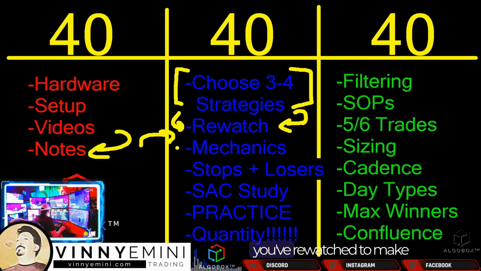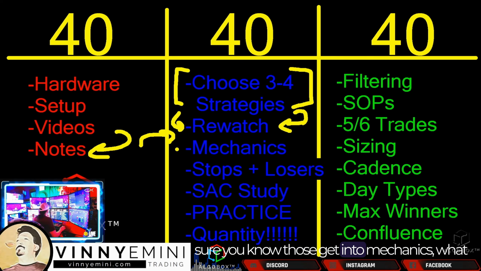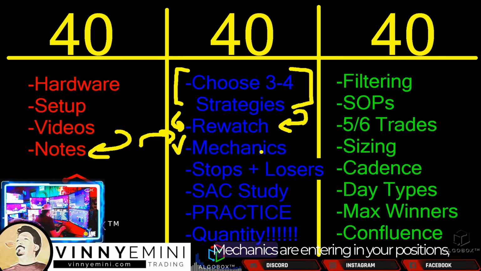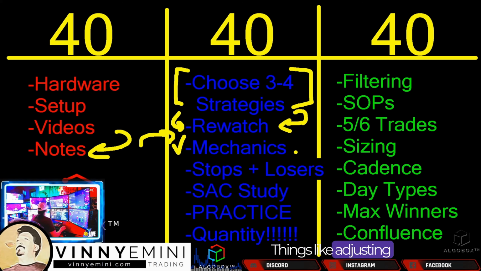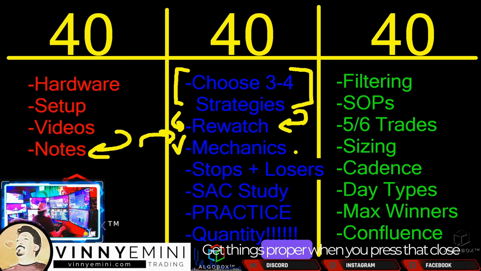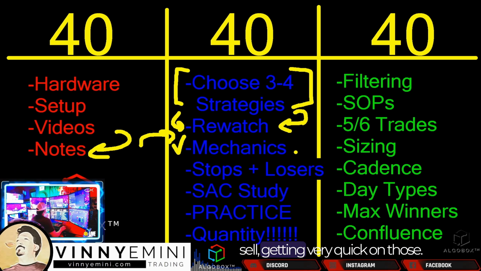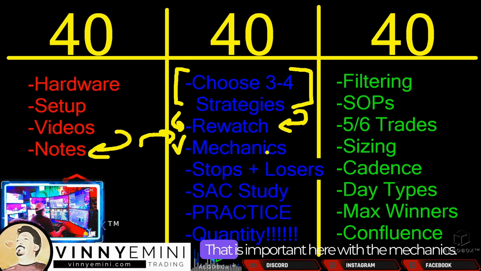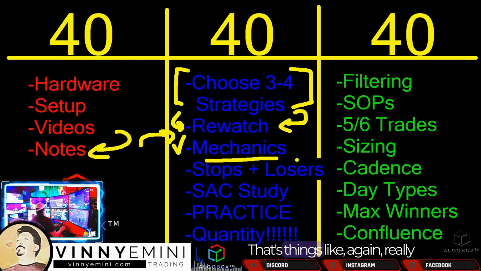Okay. After you've rewatched, make sure you know those. Get into mechanics. What do we want to know about mechanics? Mechanics are entering in your positions, moving your stops and targets, things like adjusting your charts, zooming in, zooming out on your charts, setting up the ranges, how to move your charts around, get things proper. When you press that close button, when you are pressing the buy and sell, getting very quick on those. That is important here with the mechanics. That's things like, again, really moving those stops and targets. We've addressed that type of stuff in the other videos, but that is important for you to practice those things.